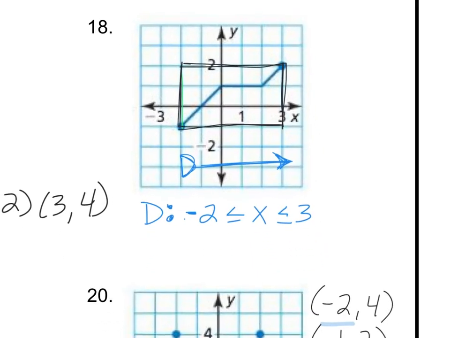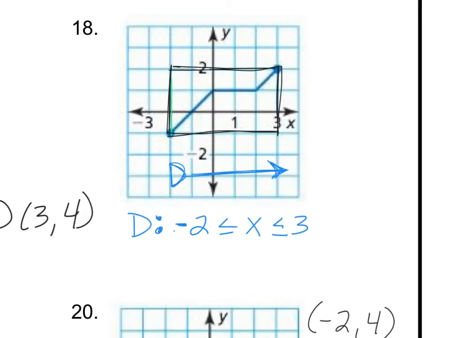What this is saying is that my x values start at -2, they stop at 3. Because they're closed circles, we put the "or equal to." Just like we wrote compound inequalities before, your signs have to face towards the right. Less than signs.